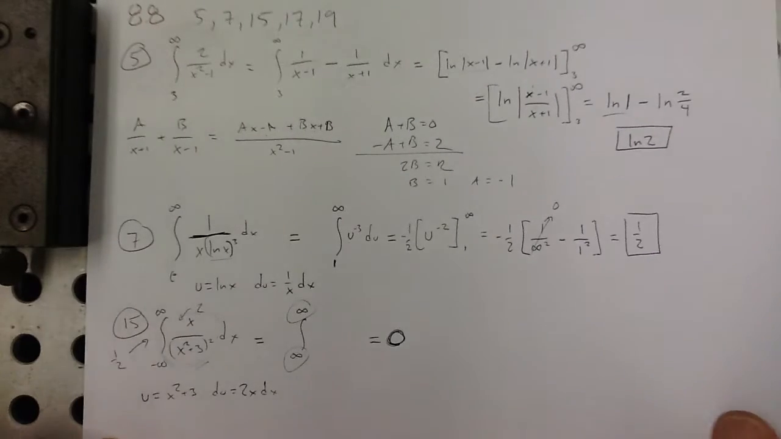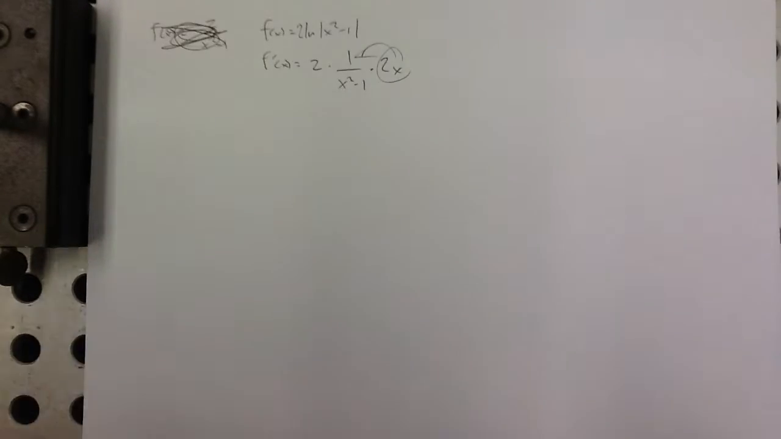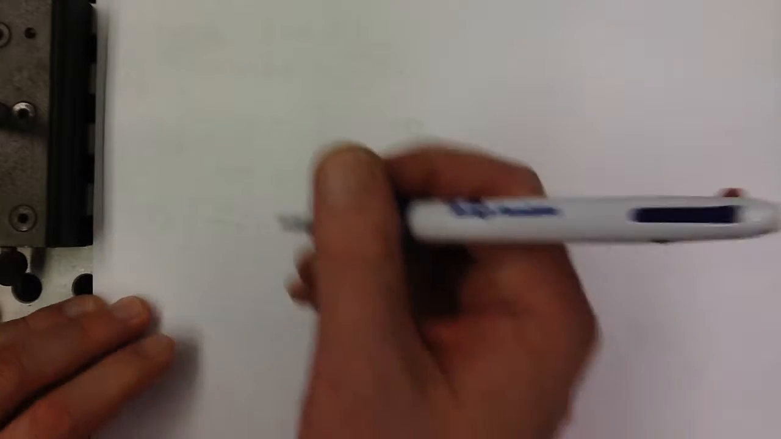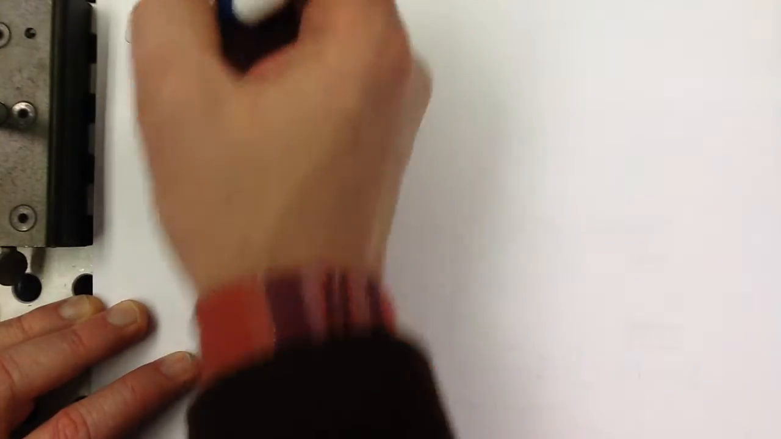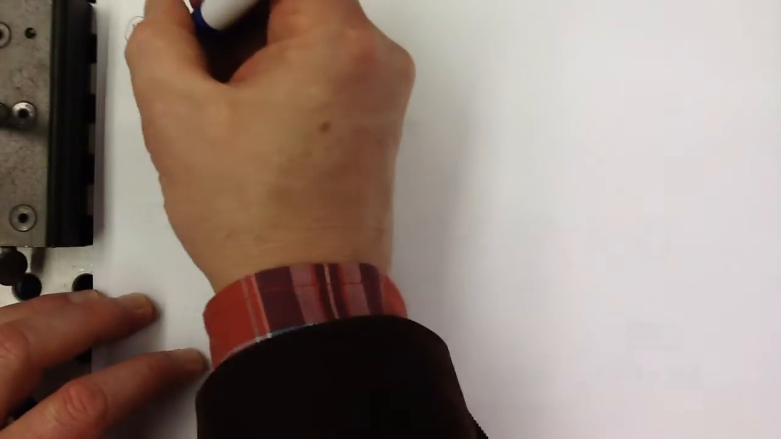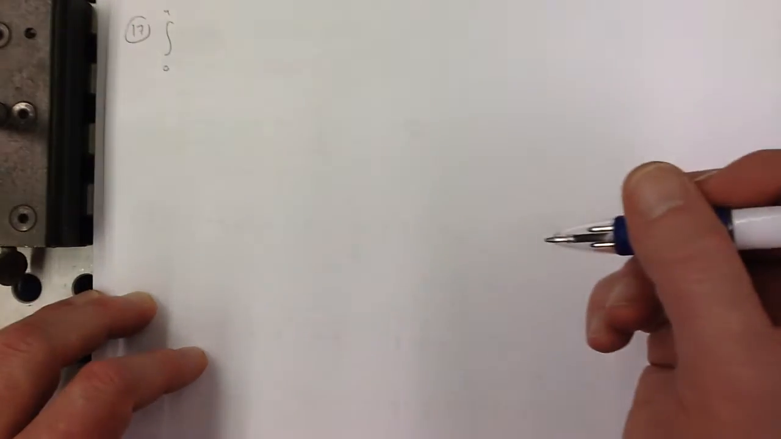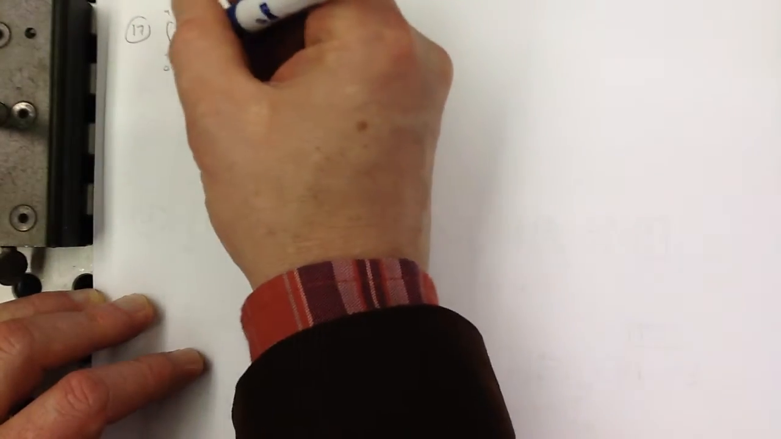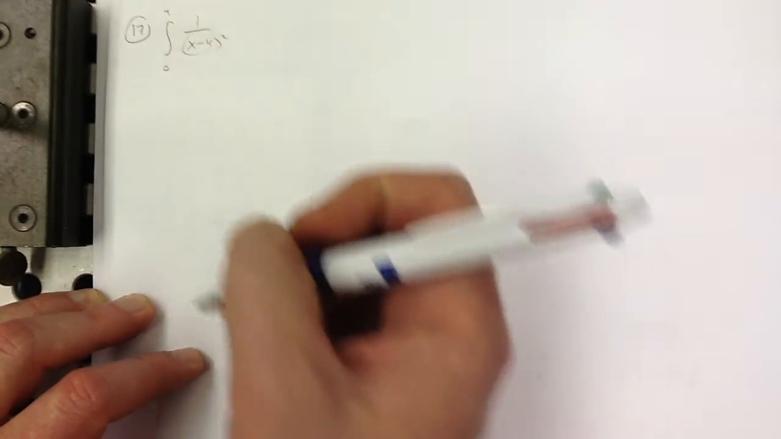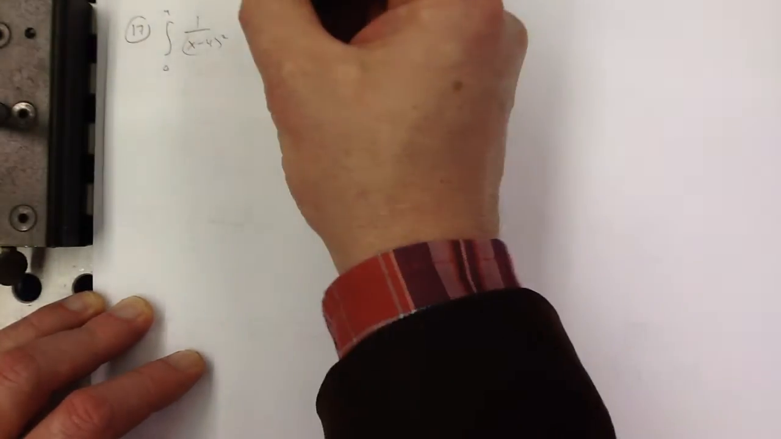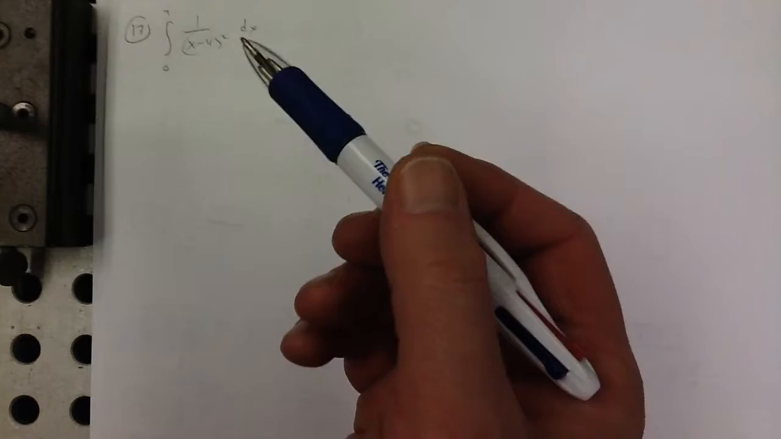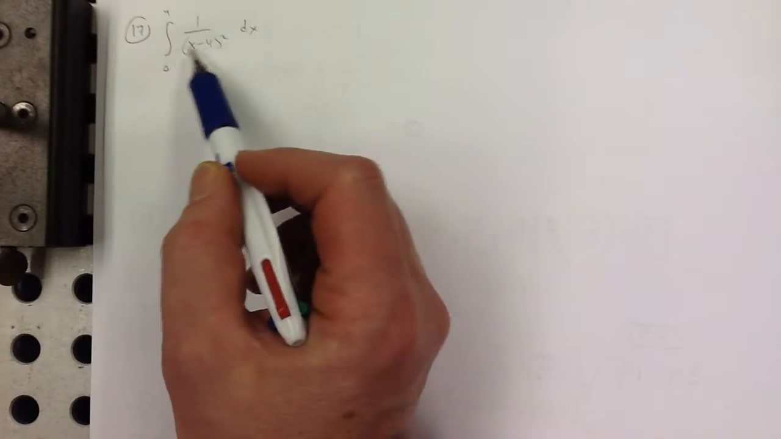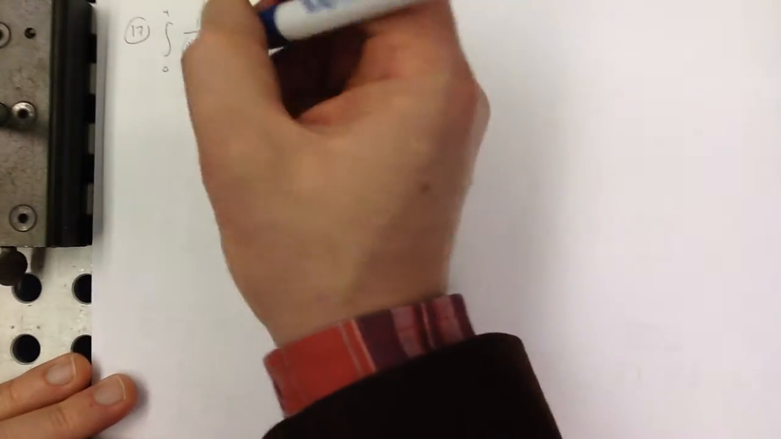Number 17. We have the integral from 0 to 4 of 1 over x minus 4 squared dx. You might look at that and say, wait a minute, is that even an improper integral? It is, because this function has a vertical asymptote right here. So it is indeed. So let's see.